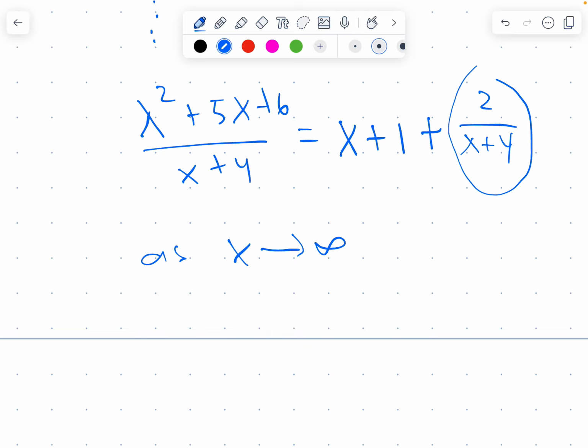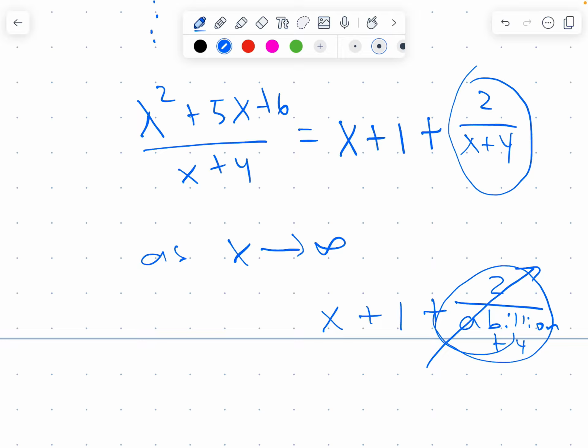this term right here becomes pretty irrelevant. For example, if x is really big, let's say a billion, 2 divided by a billion, even a billion plus 4, imagine you have 2 cakes for a billion people who come to your birthday party. A billion and 4, it's not going to matter. No one's really getting any cake. So as x gets big, this becomes irrelevant, and your equation looks more and more like a straight line.